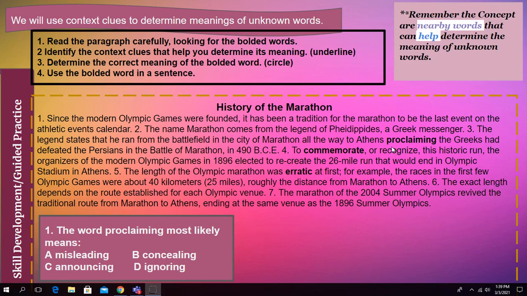Now, am I misleading something? I know misleading means to basically send someone on a wild goose chase. Could I use that? I probably could. But does that fit what it's saying? No. What about announcing? If I'm proclaiming something, and if my team or my country defeated the enemy, I think I want to say that out loud. So I think this word means announcing.